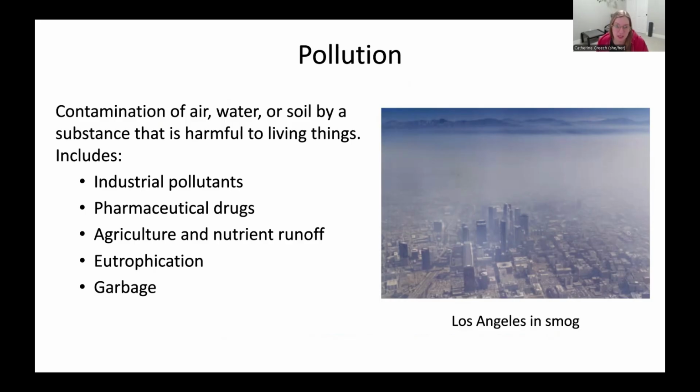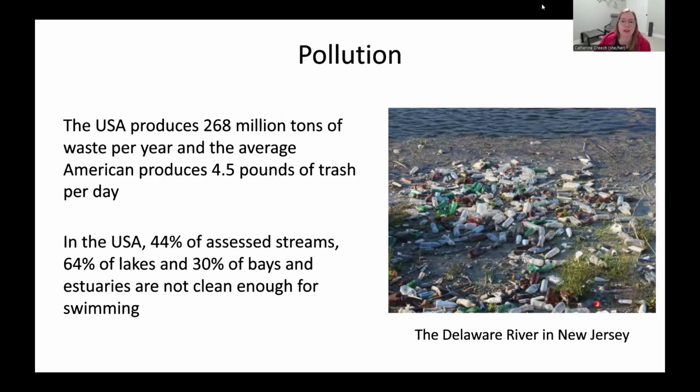Pollution is anything that is harmful to living organisms, and it can be in the air, the water, or the soil. It comes from industrial pollutants, pharmaceutical drugs, agricultural runoff, eutrophication, which we're going to talk about in a second, and just garbage. Now, pollution is bad for us humans, but it's bad for everybody else as well. In the United States, we produce 268 million tons of waste per year, and the average American produces 4.5 pounds of trash per day, which is incredible.